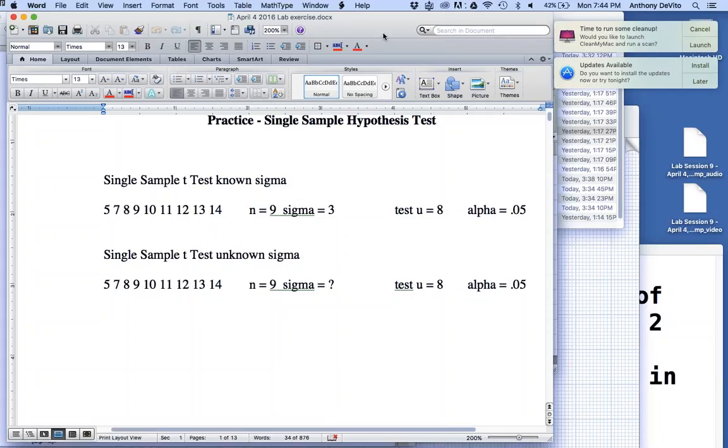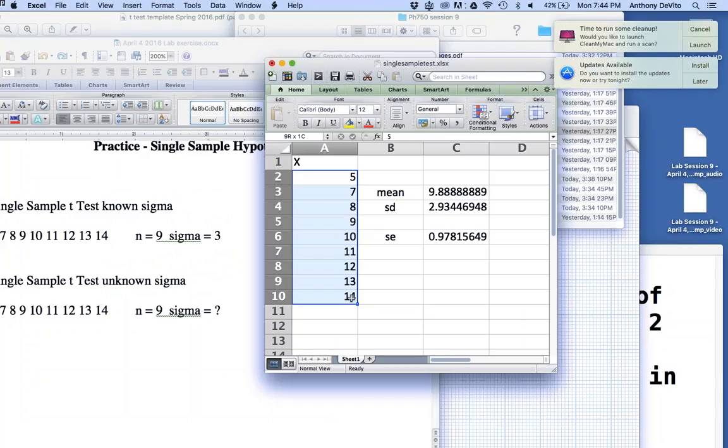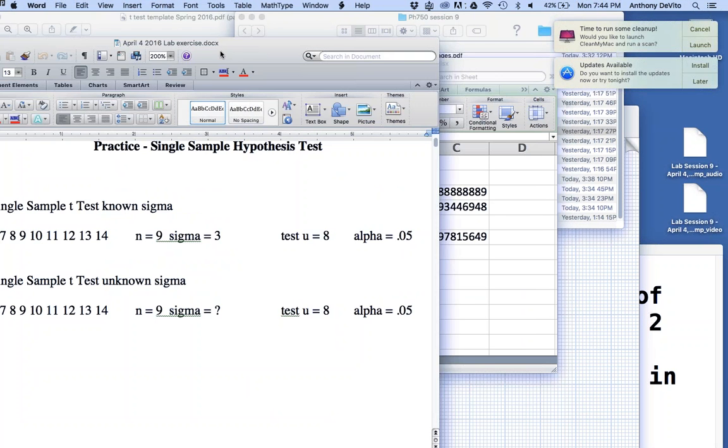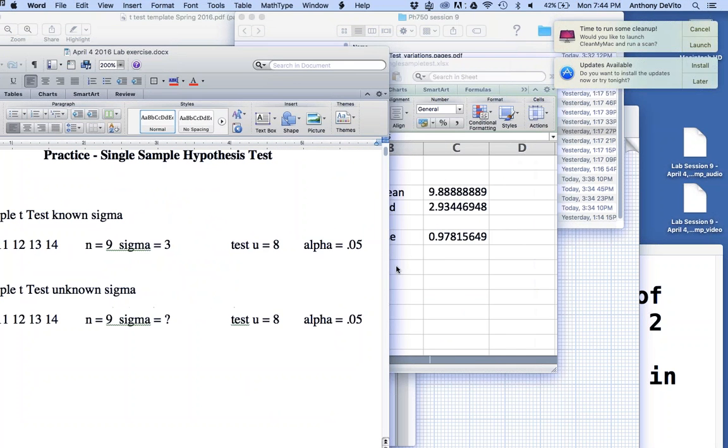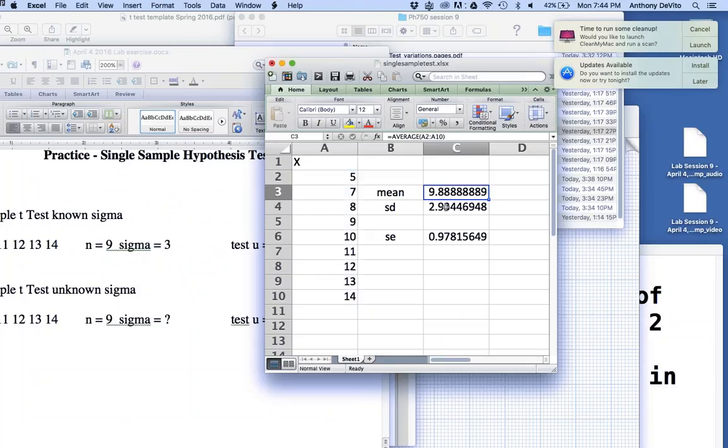Now, I'm going to put that into Excel. I've already put the results up here. Here are the same list of numbers. In fact, I think I got one of the numbers wrong. I had a 6 here, and I had to change it to a 5, I think, on the Excel file that I have up here. And I found the mean, I found the standard deviation, and I found the standard error.